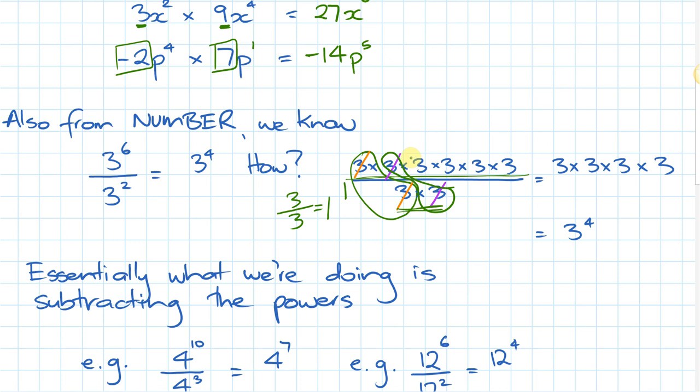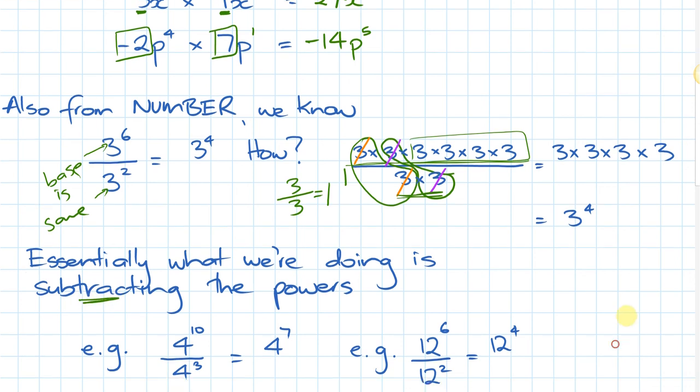So I'm just left with 3 times 3 times 3 times 3 on the top, which is just 3 to the power of 4. So what are we doing with the powers? As long as the base is the same, we are subtracting the powers. Okay, so subtracting the powers.